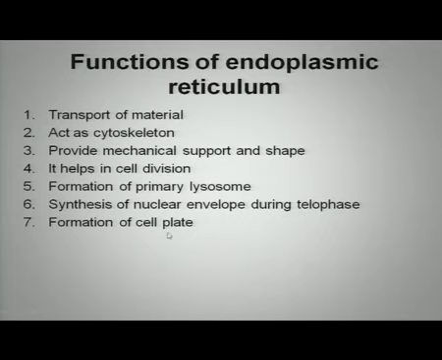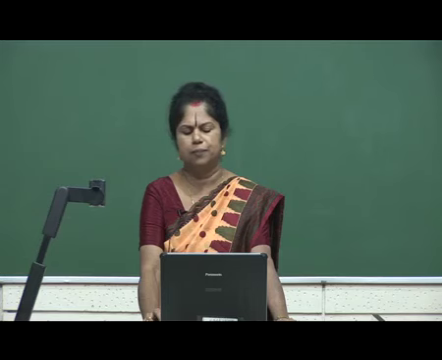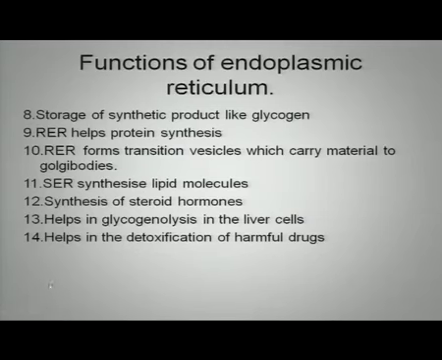So, already I have told you they help in cell plate formation. It is the mode of cytokinesis in the case of plant cell. Do you know by which method the cytokinesis takes place in an animal cell? Of course, it is cell furrowing, furrowing of the plasma membrane, which divides the cytoplasm equally into 2. It helps in the storage of synthetic products like glycogen.